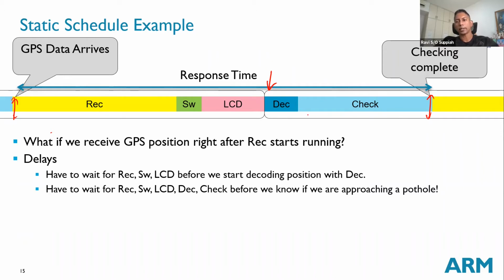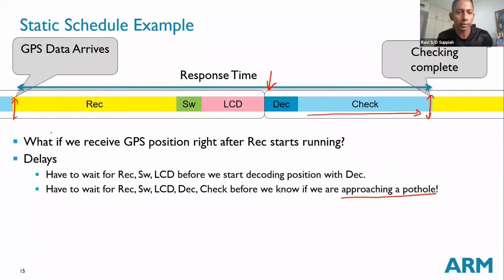And after I finish the check, then I can know whether I'm approaching a pothole or not. So you have to understand that the way we have designed this system is that decode first interprets the data that comes in, and after that you still need to check with the database, and only then do I know whether there's a pothole nearby or not. So if my GPS data comes after I finish the decode and check, that means when I'm starting the record cycle, I need to wait until the next decode and the next check, and only then do I know whether a pothole is nearby.